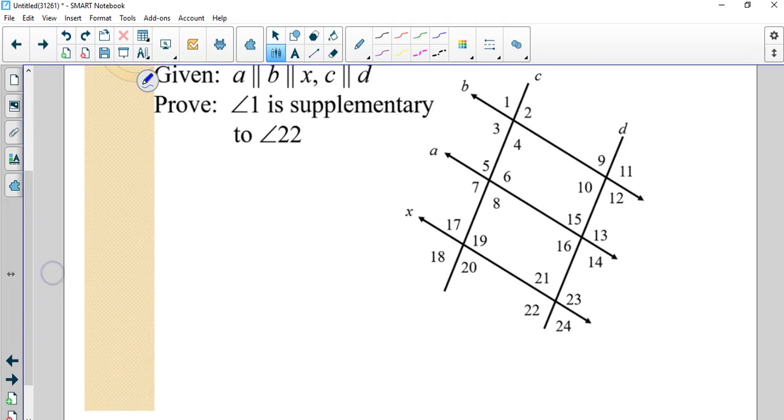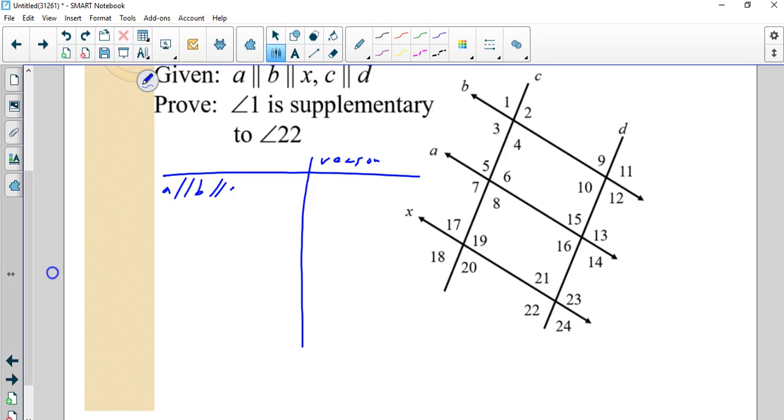Okay? Let's try another one. Reason. Well, A is parallel to B is parallel to X, and C is parallel to D. Given all. Okay, so 1 supplementary to 22. Notice, look at them. 1 is obviously acute, and 22 is obtuse. Okay? When the lines are parallel, you know all 24 angles. 12 of them are acute, 12 of them are obtuse. All the acutes are going to be the same, all the obtuse are going to be the same.